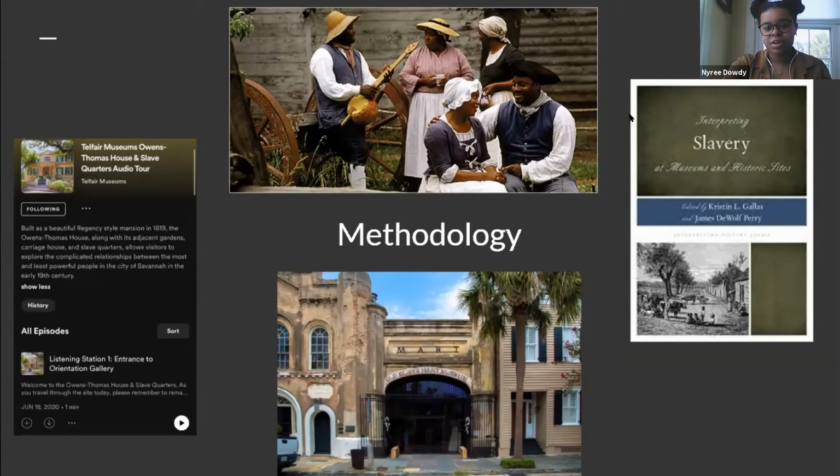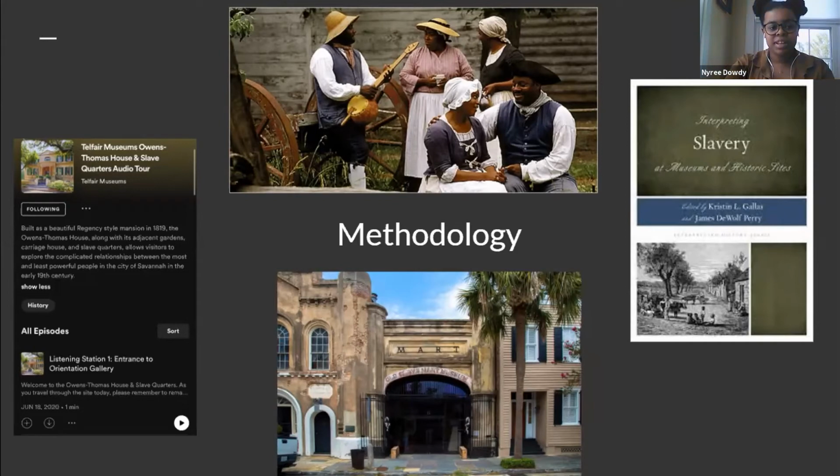Moving to the next picture on the right, I took a look at books. There are a lot of dedicated guides for museums about how they can represent these topics. So how are museums implementing what is being told in these guides? At the bottom, I actually got to do a few museum visits, not as many as I wanted to, of course, with the pandemic, but that picture is of the Old Slave Mart Museum in Charleston, South Carolina. And that's one of the places that I actually got to visit.